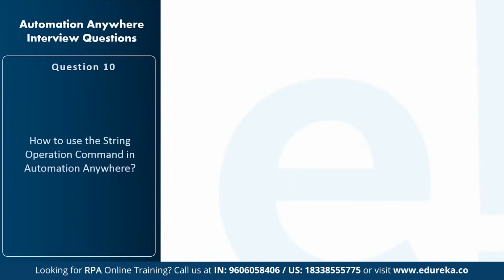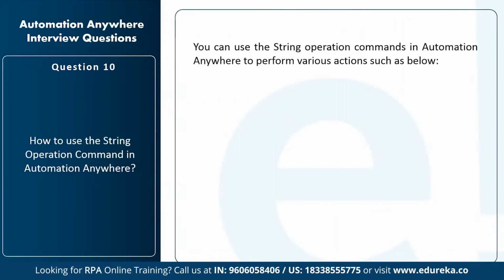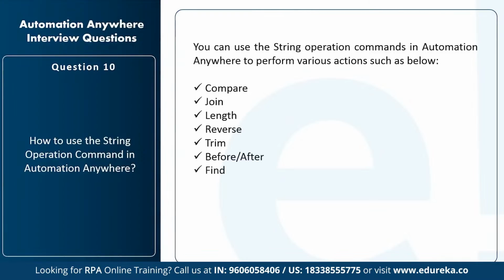Now moving on to the next question, that is how to use the string operation command in Automation Anywhere. Well, you can use the string operation command in Automation Anywhere to perform various actions like comparing two strings, joining two strings, finding the length of a string, reversing a string, cutting a string, that is basically trimming a string, or finding before and after a string, or you can make the string lowercase or change it to uppercase. You can also replace the string, split the string, and you can also find a substring from a string. Basically guys, these are the various operations that you can perform with the string command.